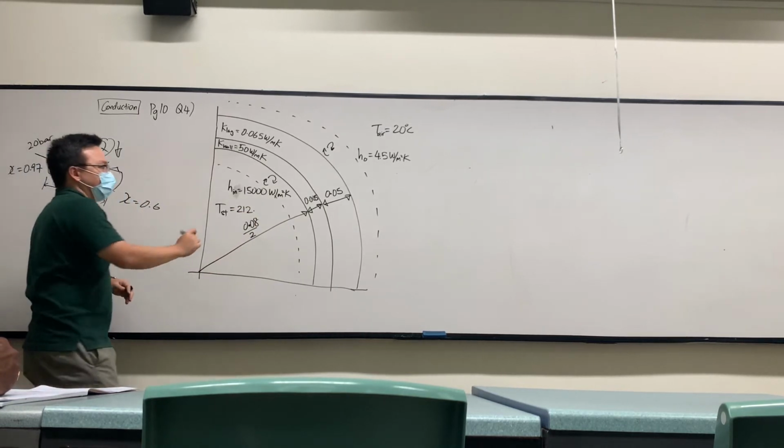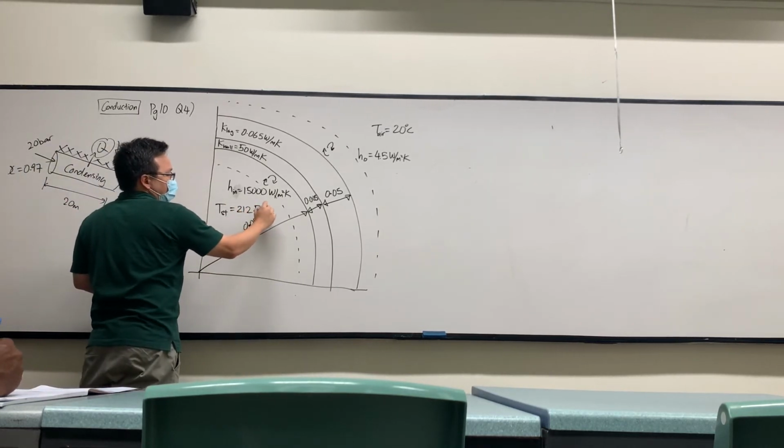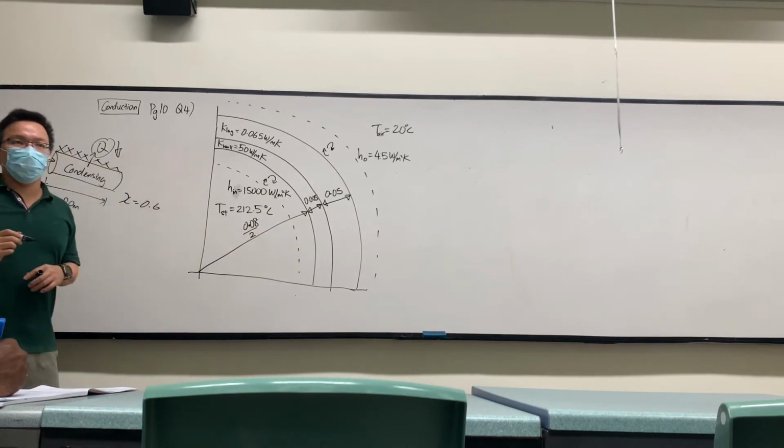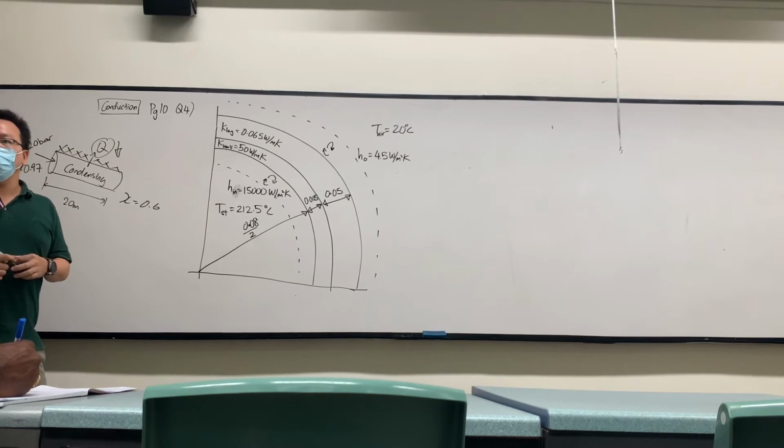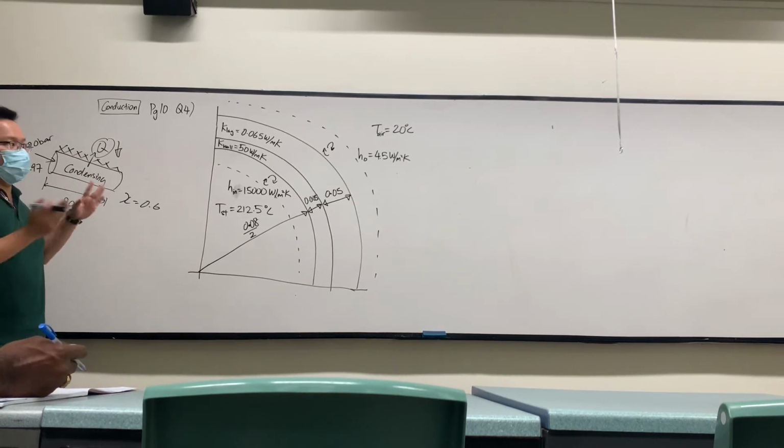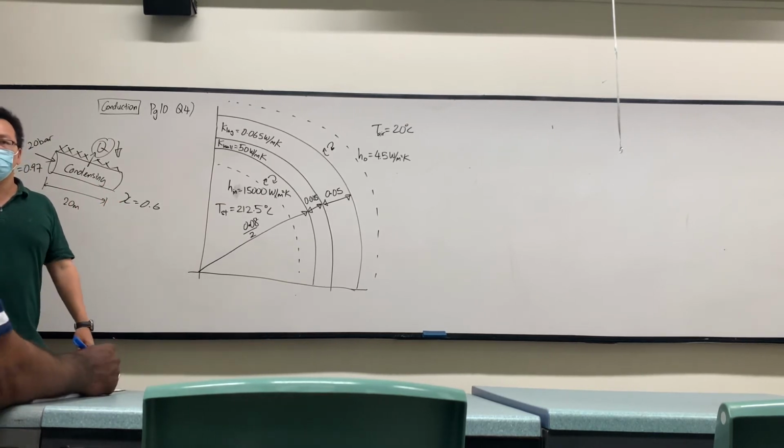This is actually found from the steam table. So right now I just give you the value first. You don't bother how to find it, because I want to focus on the calculation of this, not the steam part.